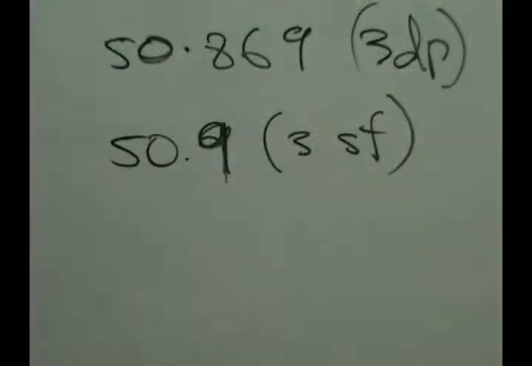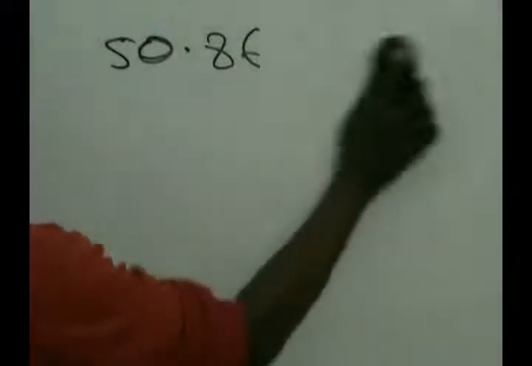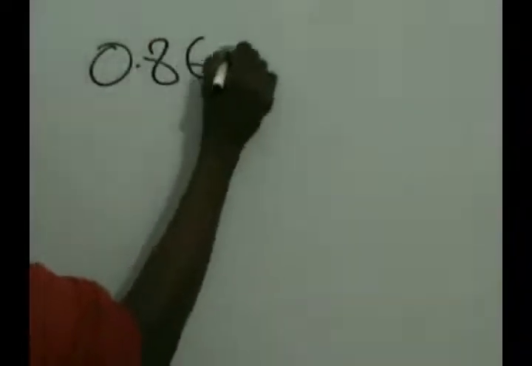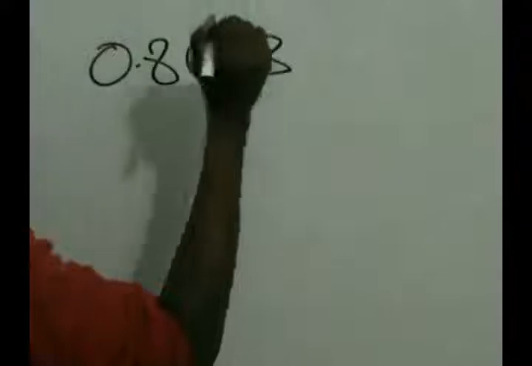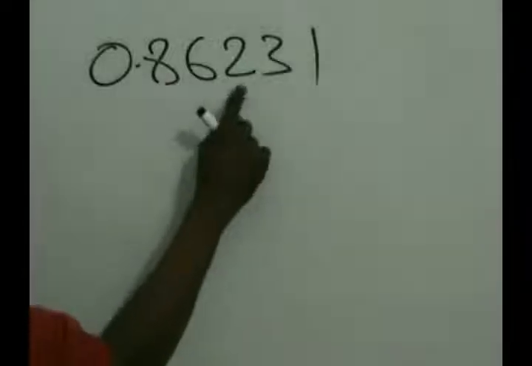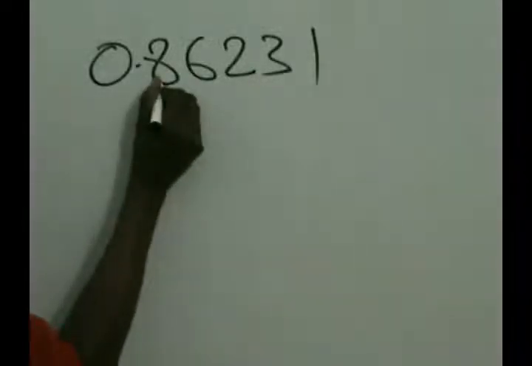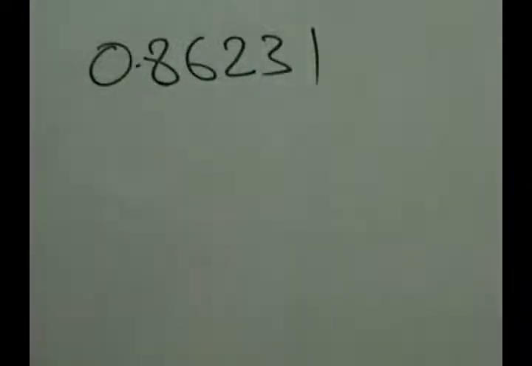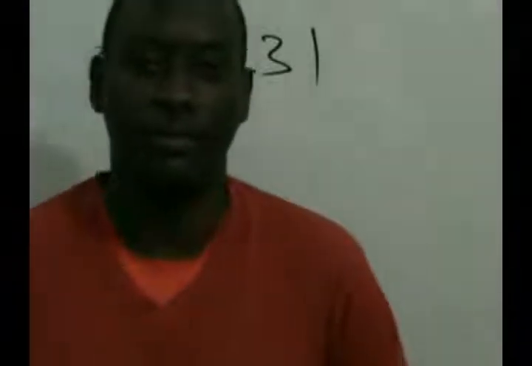Alright, so let me take another number. Let me switch to some decimals now. 0.86231. How many decimal places do you have there? 1, 2, 3, 4, 5. So this number in its original form is given to 5 decimal places.